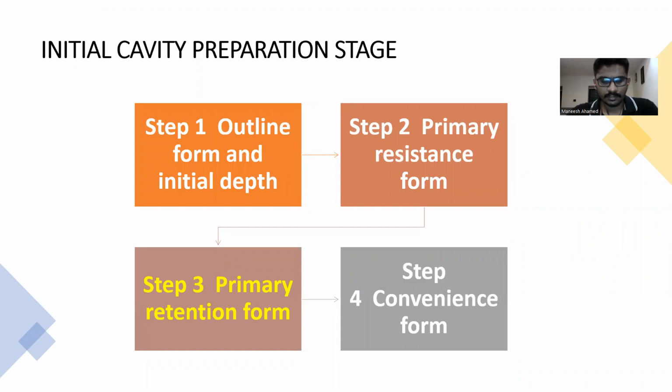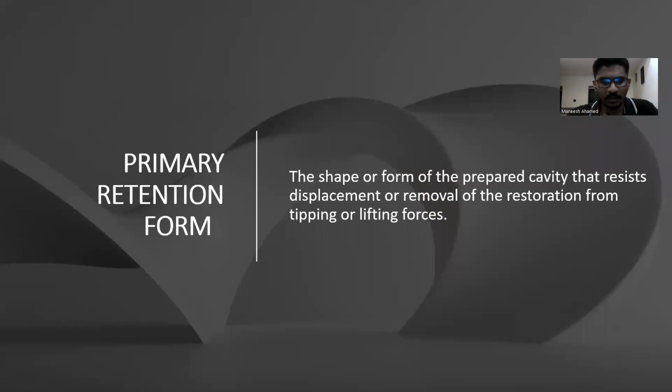Coming to the third important step in the initial cavity preparation, that is primary retention form. What is retention? What are the primary retention forms which we incorporate into the tooth? The primary retention form is a shape or form of the prepared cavity that resists displacement or removal of the restoration from tipping or lifting forces. That is, it is basically the feature that helps the restoration to stay within the tooth.